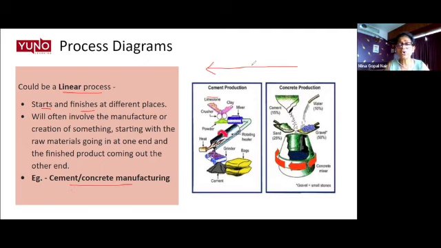So these are four types of questions. Of course, this one, for example, is a man-made process and it is linear. The life cycle of a frog is a natural process and it is cyclical, right? Any questions about the types of process diagrams? Anyone?